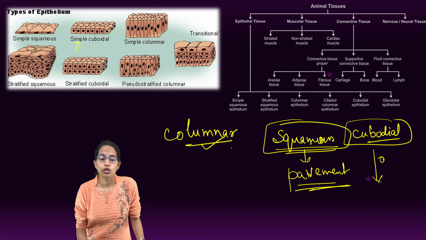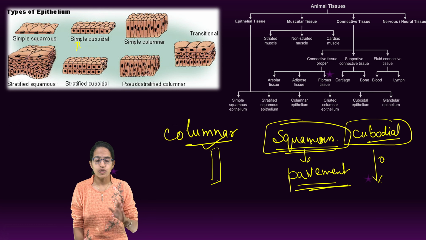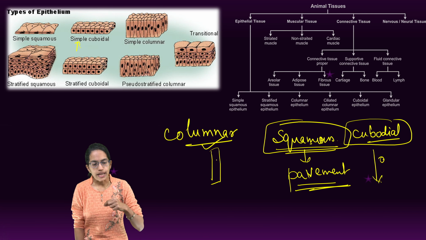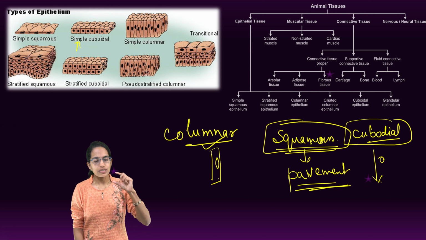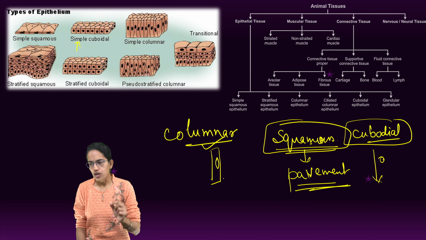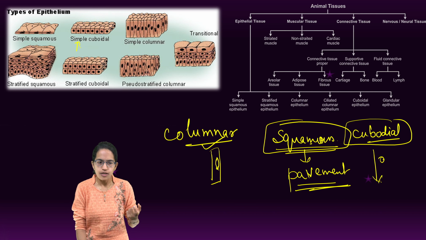The next is columnar. Now columnar are interesting. As the name says, they are column-like. Interesting to note, it's not just the epithelial cell that is columnar. Again, the nucleus is also columnar. So it is a little elongated. That's what you can remember here. So in columnar, the nucleus is elongated, usually at the base side.